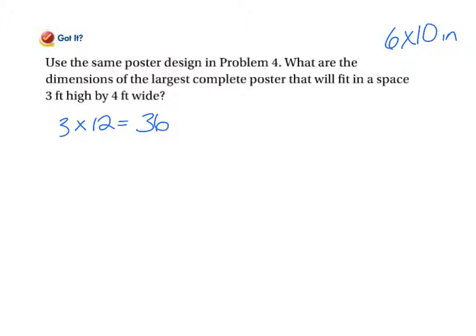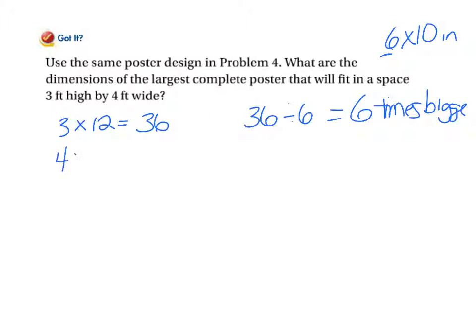Let's just take the 36, and we're going to divide it by what we have for our design. So I'm going to divide it by 6, and that equals 6 times bigger. I could make that 6 times bigger and I'd be okay for space. Now you're going to do the same thing with the other dimension. Right now it's 4 feet wide. Let's take that times 12 to see what that is in inches. That's 48 inches.